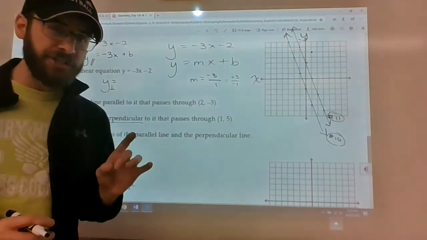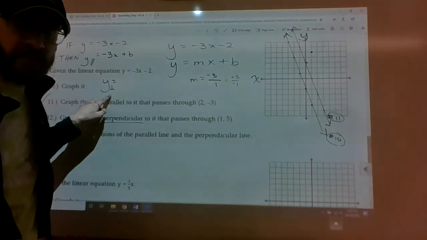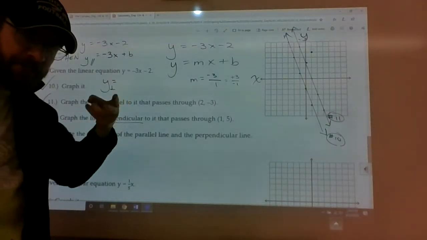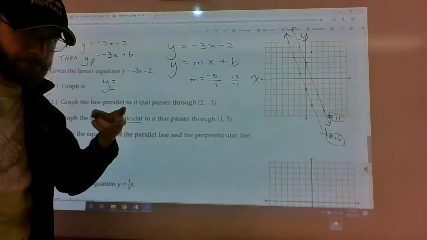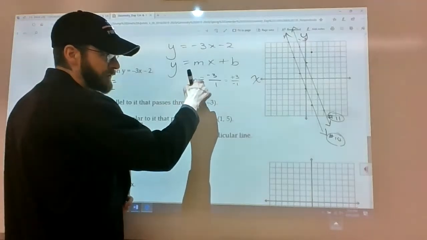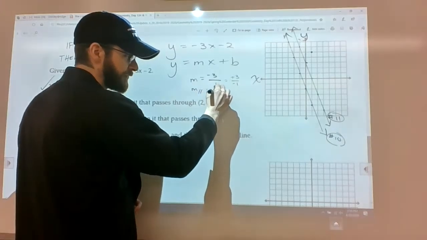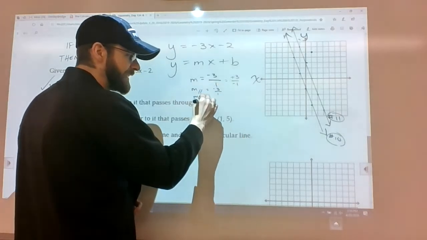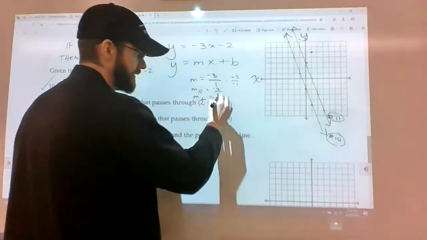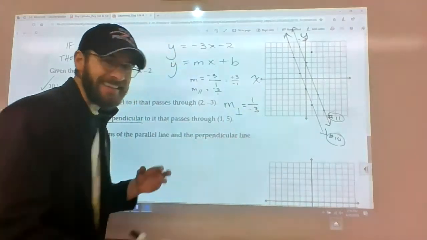And there's an interesting relationship between the original line and a line perpendicular to it. And it's through the slope. The slope is called the negative reciprocal of the original. All right? So let me try to break that down for you. If m is equal to negative 3 over 1, then that means m parallel also equals negative 3 over 1. But m perpendicular is the flip of it and the negative of it.